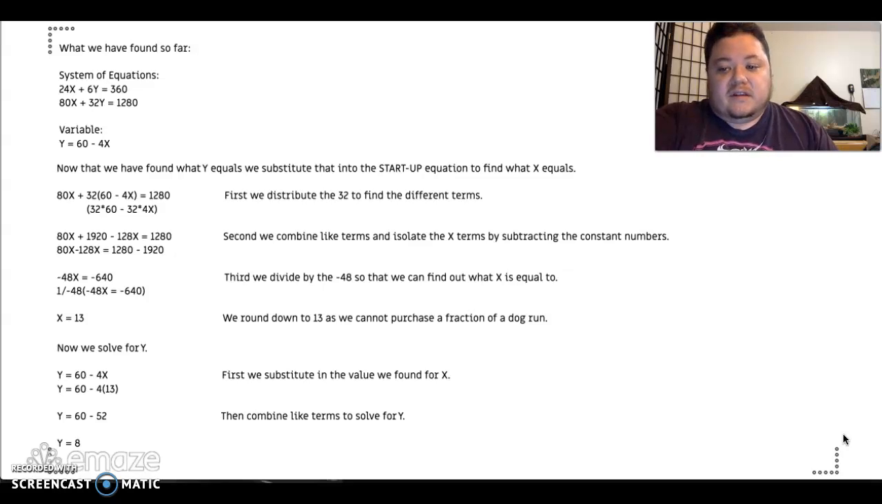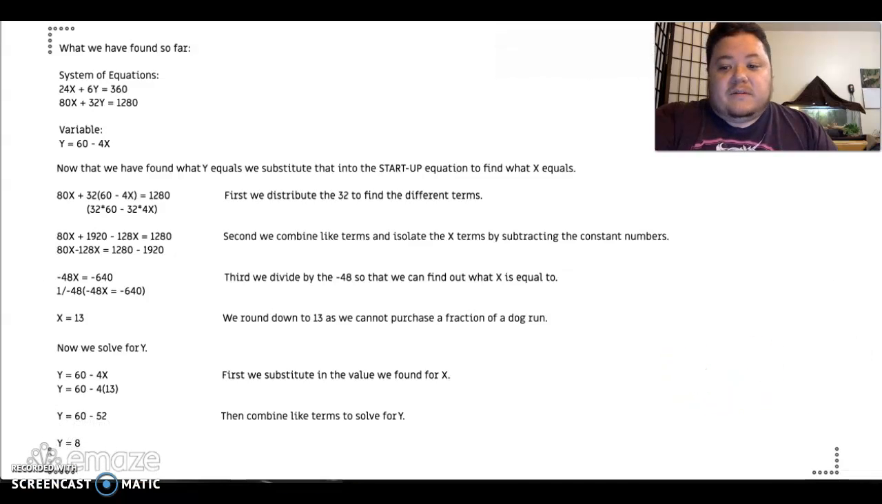After we combine like terms, we are left with negative 48x equals negative 640. You notice here both are negative. Now we get x by itself by dividing by negative 48, and we get x equals 13. I rounded down on this one because we cannot purchase a fraction of a dog run, so that's fine for this instance in this problem.